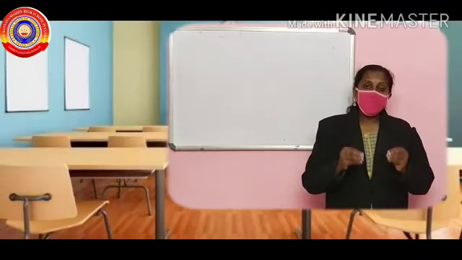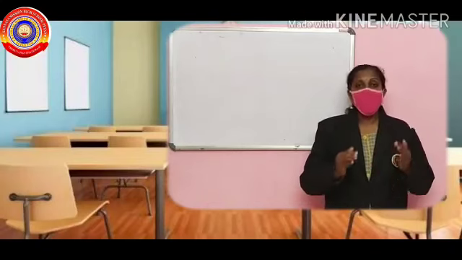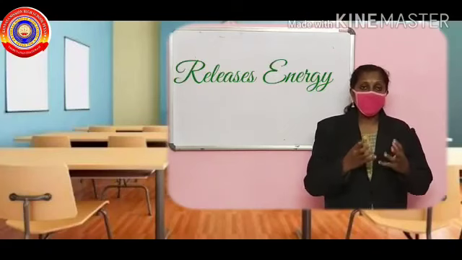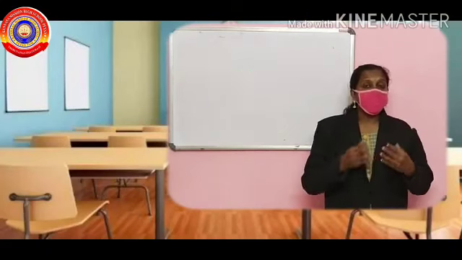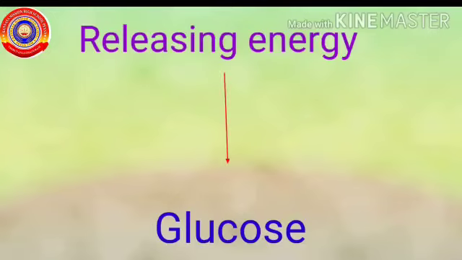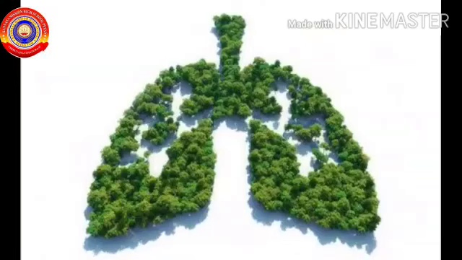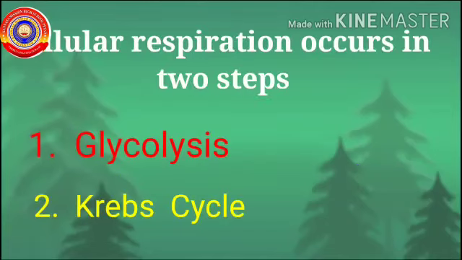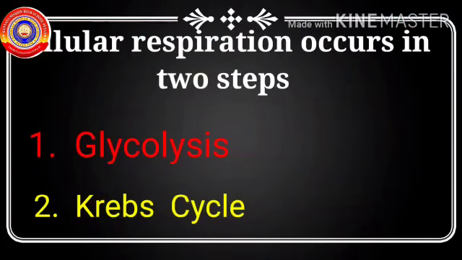In the last class we learned how oxygen reaches each and every part of the cell. And this oxygen releases energy. This energy is released mainly from glucose. The process by which energy is released from glucose in cells is called cellular respiration. Cellular respiration occurs in two steps. One is glycolysis and the other is the Krebs cycle.